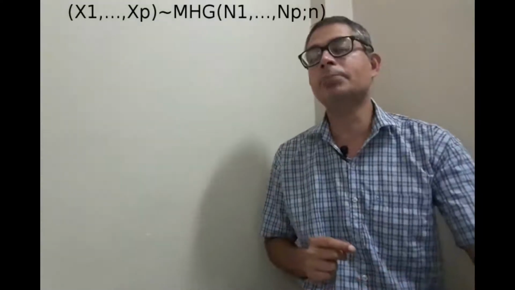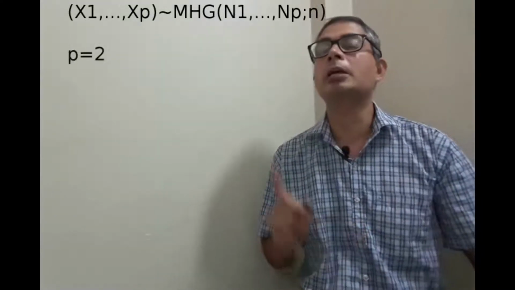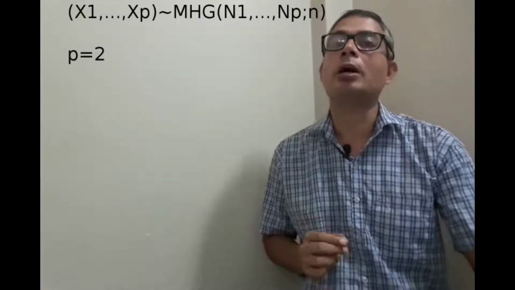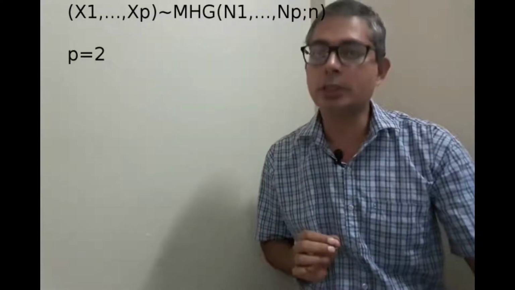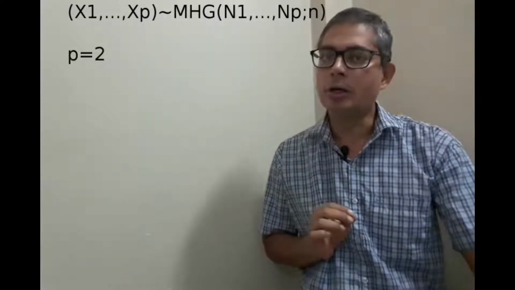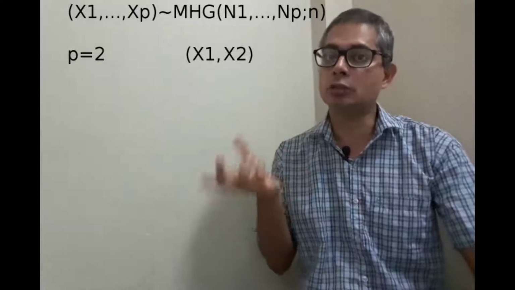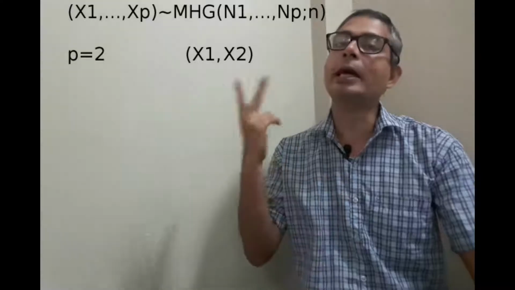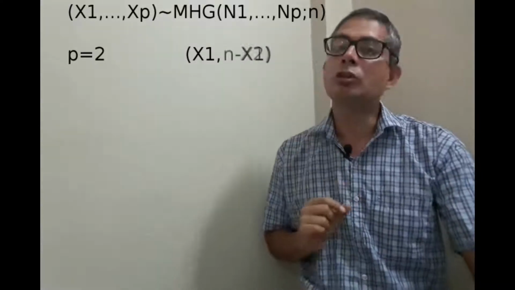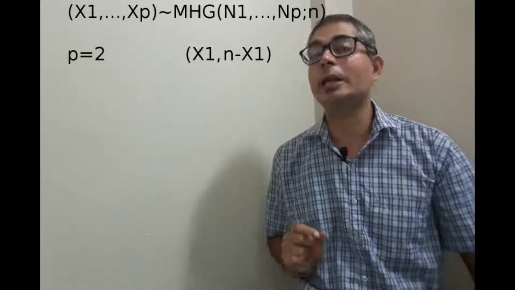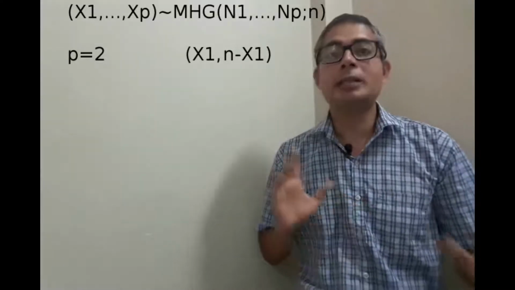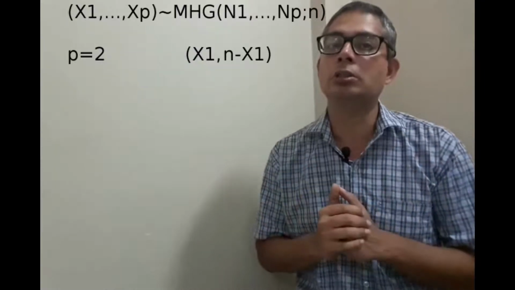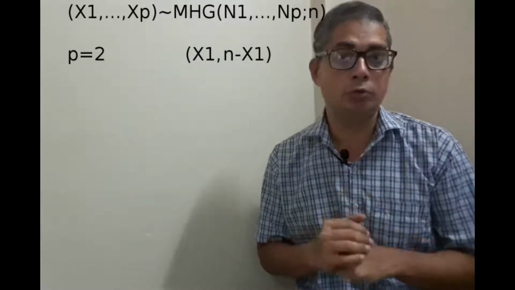In fact, the simplest non-trivial case occurs when p is equal to 2. Now this corresponds to our univariate hypergeometric, but that might look odd, as then we have X1 and X2, which looks like bivariate, not univariate. Actually, the X's always add up to n, so here X2 is actually n minus X1. Hence, effectively, there is only X1 which indeed follows the univariate hypergeometric distribution.